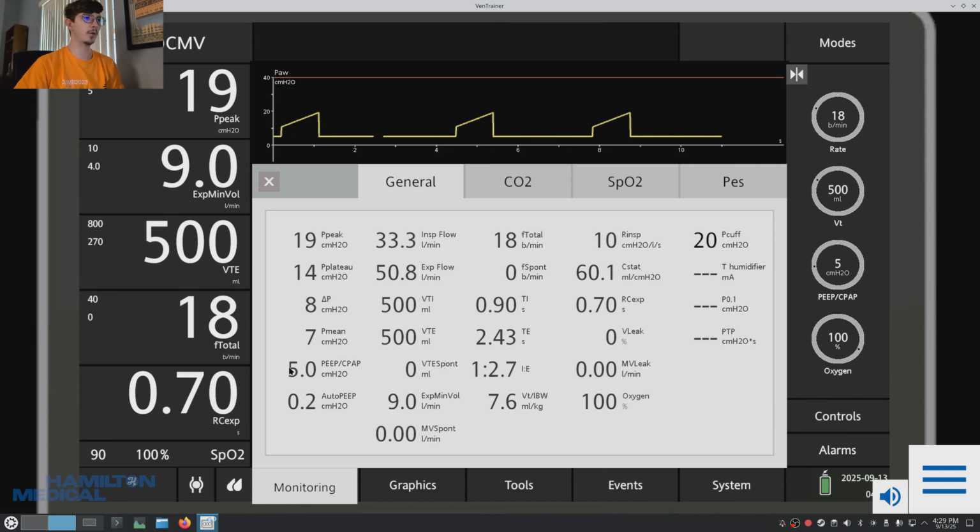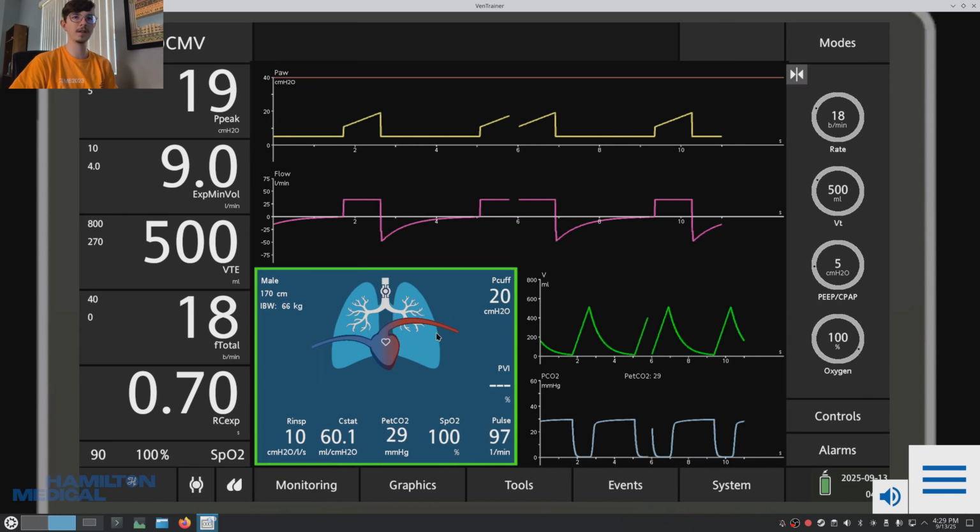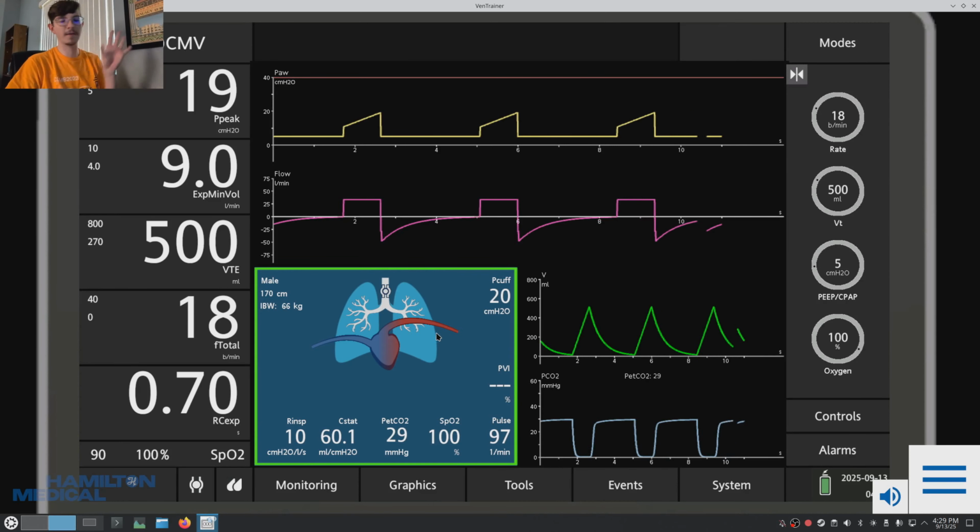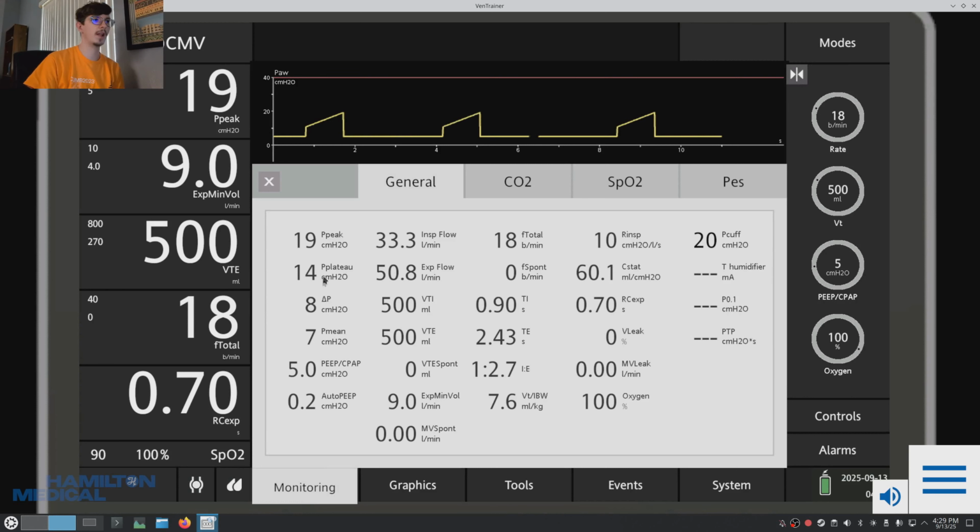Somehow, this Hamilton on volume control with a square waveform is somehow able to automatically measure a plateau and a driving pressure. Now, I don't know how that's even physically possible. But anyway, another tangent. The point is, normally you have to do your inspiratory and expiratory hold in order to get your plateau and your driving pressure. Maybe it is able to somehow do that, but how you're able to get a plateau without an inspiratory pause, I have no idea, but somehow this is doing it.